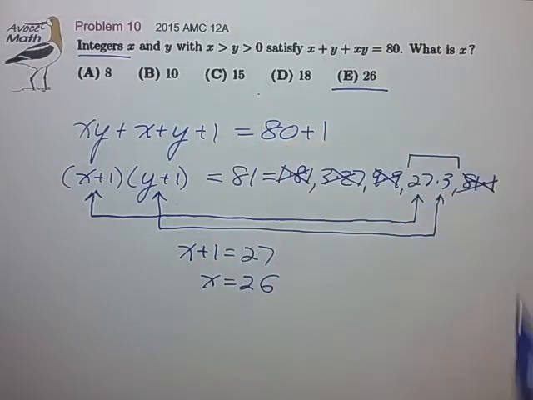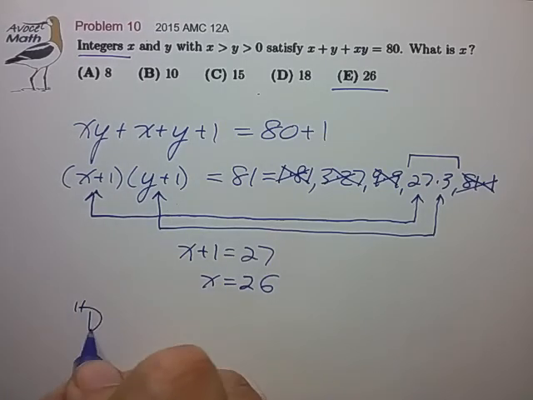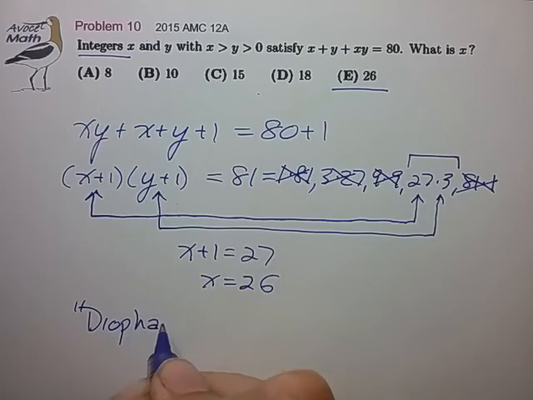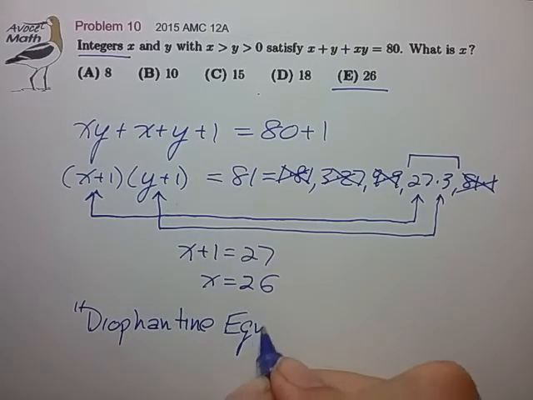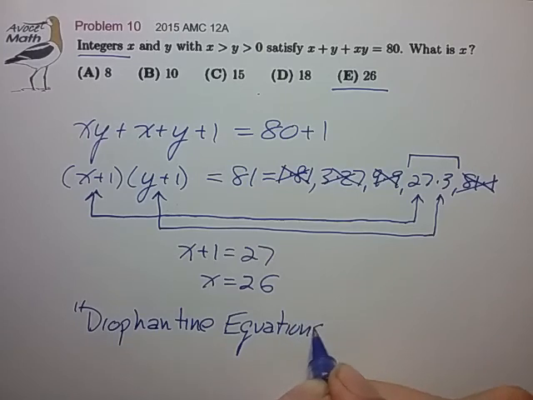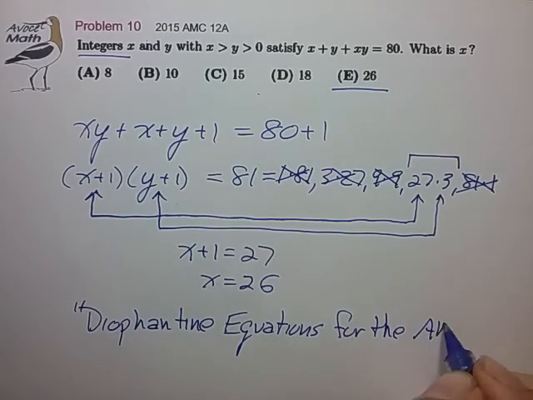That's choice E. And if you want to learn a little bit more about this particular integer equation form and a few other types of integer equation forms that are common to the AMC, check out the YouTube playlist Diophantine Equations for the AMC. You can check that out if you're curious.